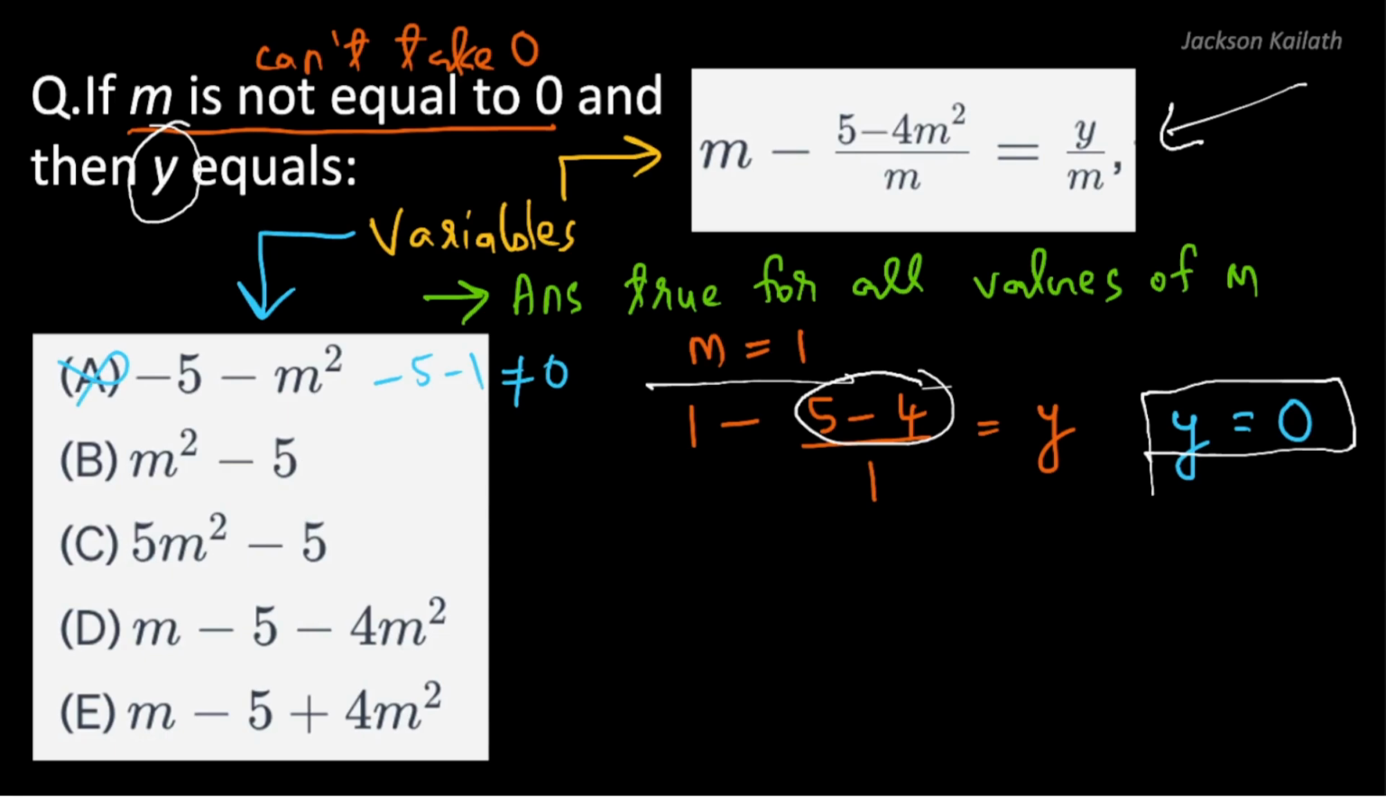So I can eliminate option A. What about option B? 1 minus 5, that's minus 4, that's not equal to 0. So I can eliminate option B. What about option C? 5 into 1 minus 5, that gives me 0.